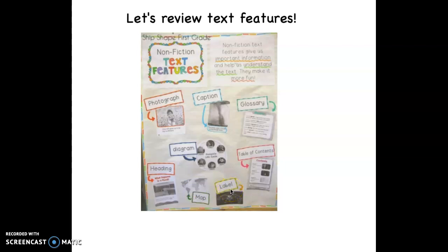Like when we were reading about the butterflies, it had labels of what everything was on the butterfly. So your nonfiction book might have all of these features, or it might have 2 of them or 3 of them. It's okay if your book doesn't have all of them, but it's important to know what they all mean and to understand how they can help you.